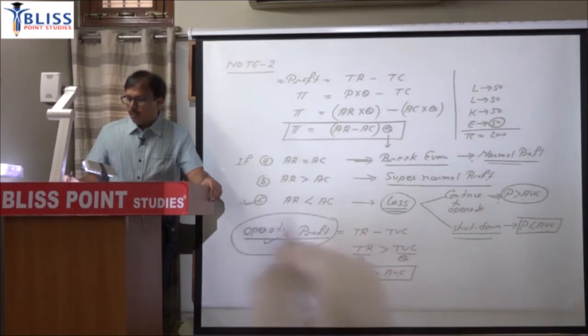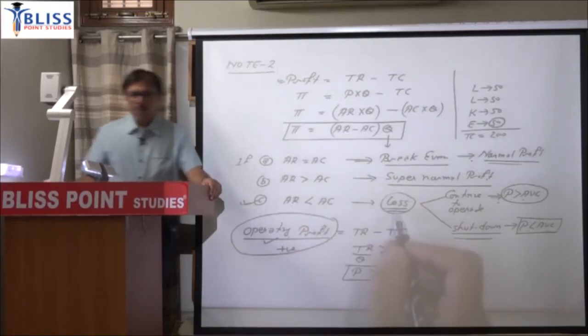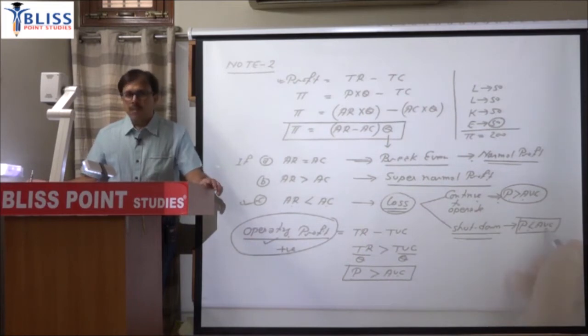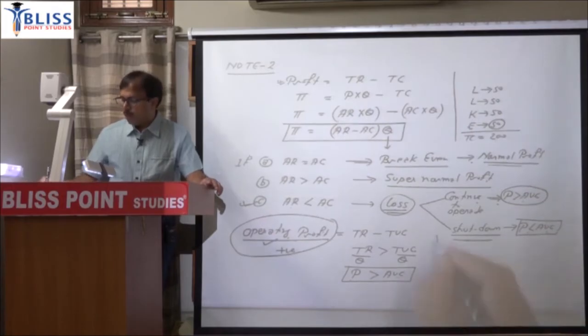The third point is more important. If AR is less than AC, which means it is negative, then there will be a loss, and in loss the firm may continue to operate or the firm may shut down the business, and that will depend upon whether price is more than variable cost or price is less than variable cost. Here you can add one more point.